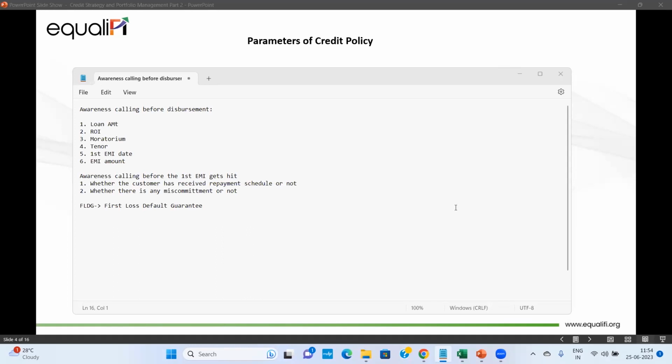Not only in co-lending, co-lending obviously, plus even on lending, you can take FLDG. Even in project finance, we take FD as FLDG, right? Then the next option is escrow account.